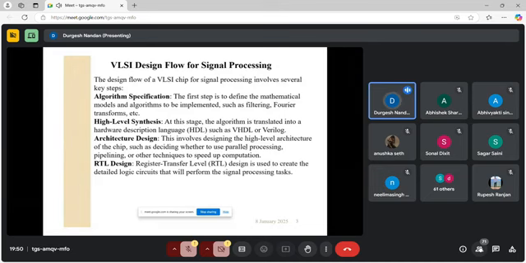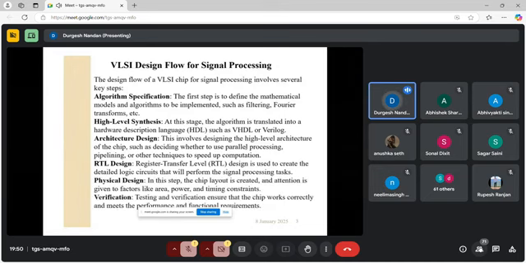Now another topic is the VLSI design flow for signal processing. It is a little bit the same as other approaches: at first we design the algorithm specifications, then we do high level synthesis. High level synthesis is basically programming based on VHDL, Verilog, and SystemVerilog. After that we do the architecture design, then the RTL design, then physical design, then verification, and at last we perform fabrication.